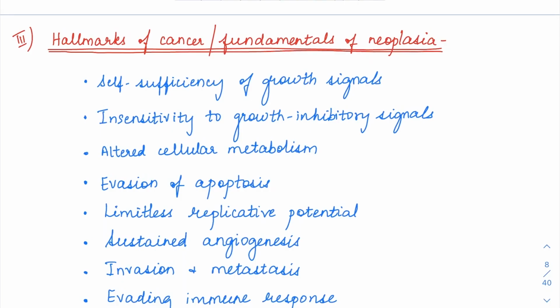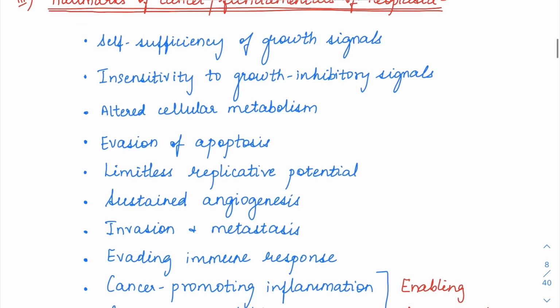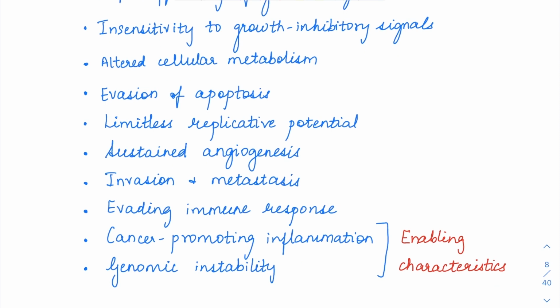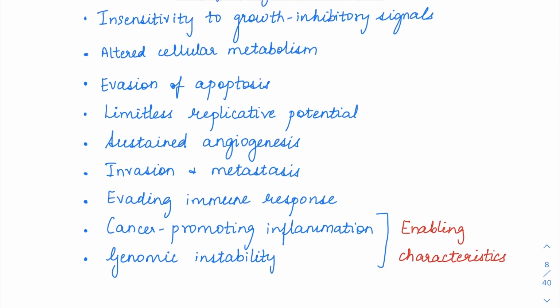So now we had seen about the features of malignancy. Next, we'll move on to the most important thing, which is the hallmarks of cancer, which is also called the fundamentals of neoplasia. So we have 8 hallmarks of cancer. Then to that, they have added 2 new things in the new Robbins 10th edition. That is enabling characters. They are calling it enabling characters, which is cancer promoting inflammation and genomic instability.